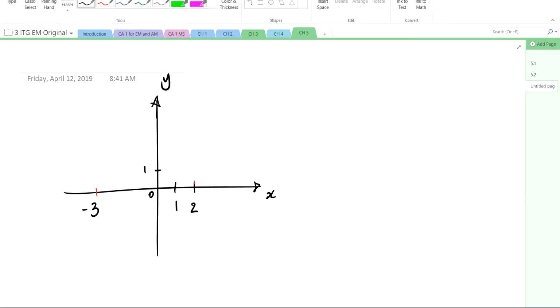I'll zoom. Okay. Let me redraw it. What is the length of this red line segment?